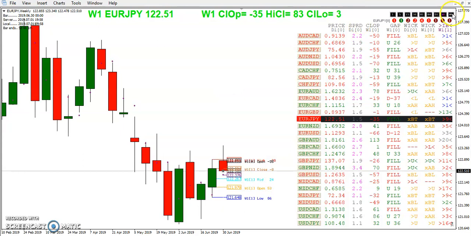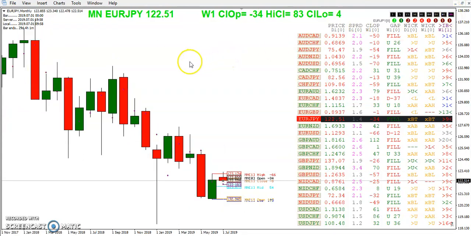So let's flip this chart over to monthly just so we can take a look here. You see we opened in the upper wick zone of the previous month right here. We exited. So you see we had a high of 123.34. So that's about 17 pips to the upside. And then price started dropping, as you can see, and we're now exiting the upper wick zone of the previous month's candle.